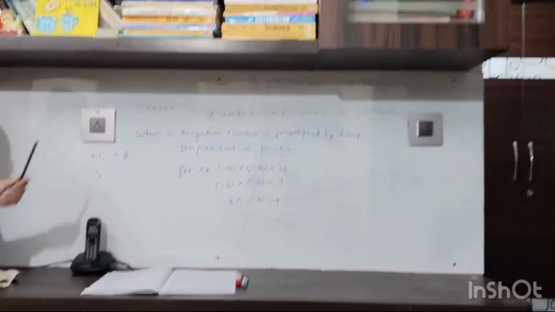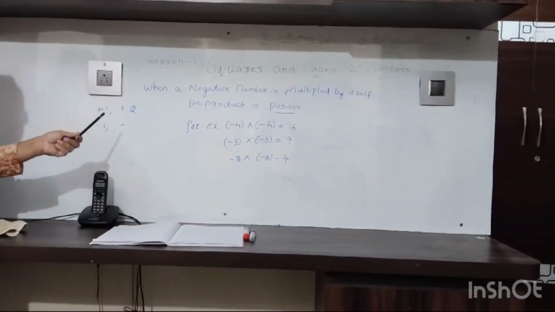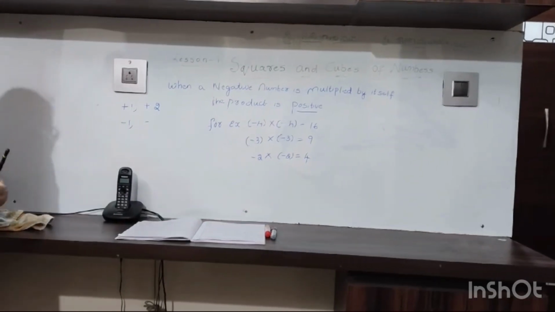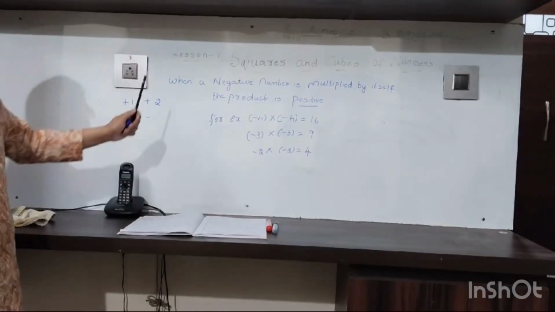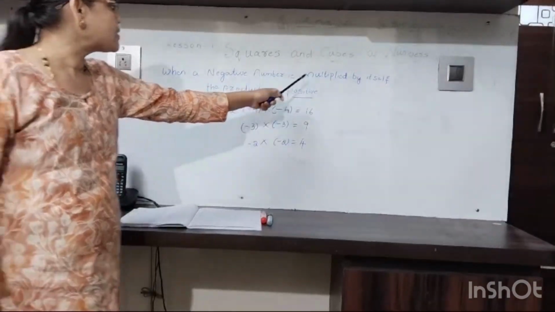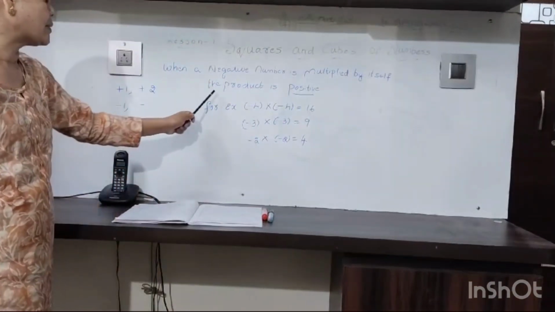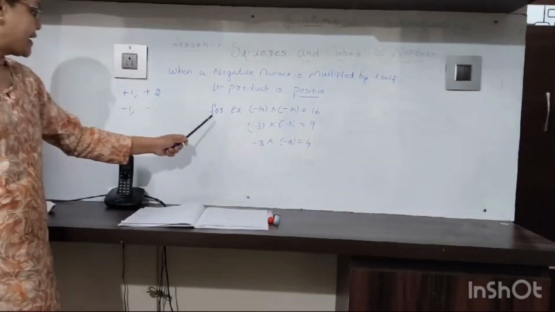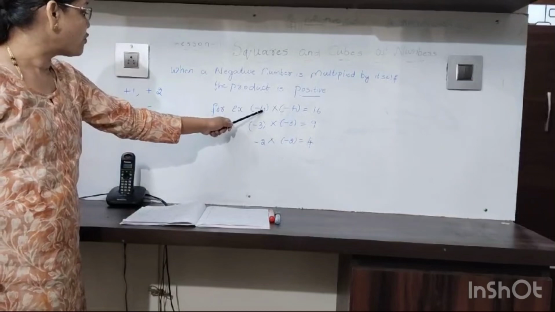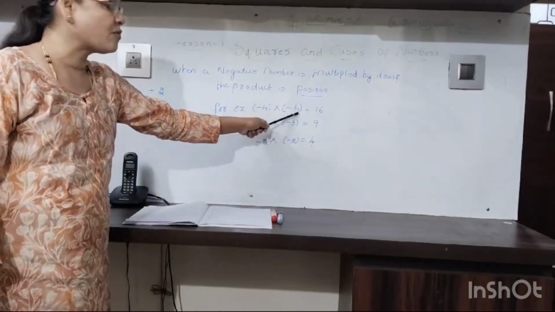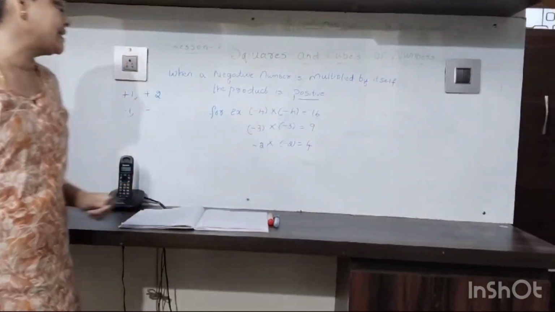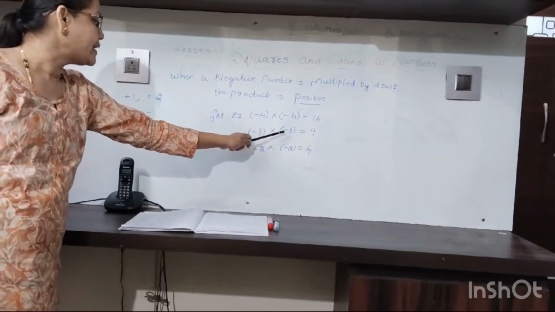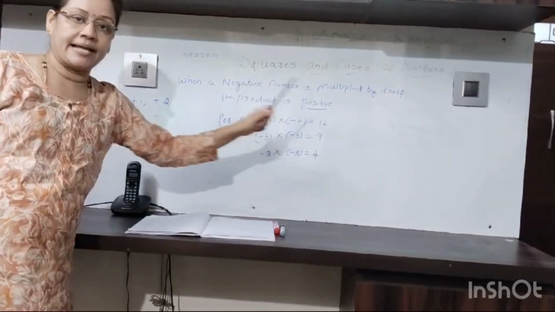After that, you have to keep this in mind. Similarly, when a negative number is multiplied by itself, the product is positive, always positive. For example, minus 4 into minus 4 is equal to 16. Similarly, minus 3 into minus 3 is equal to 9.